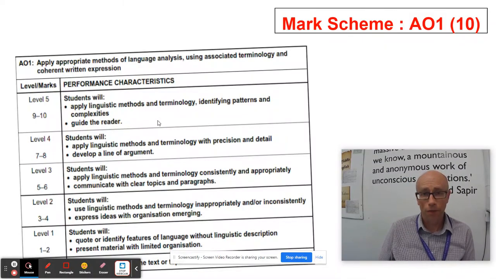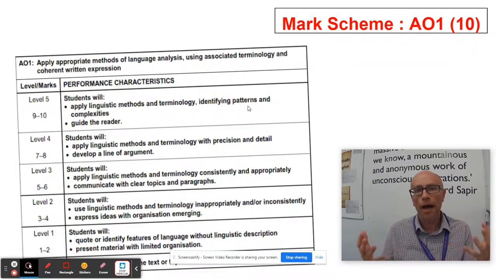Whereas your level 5, up at the top here, well, obviously you're using key terms and linguistic methods, and what you're showing is patterns that are going across language. So, for example, before I talked about Cockney rhyming slang and Polari being similar in the sense that they're both codes which exclude some people from understanding. Now, that's a pattern that you've identified between two quite disparate things. So patterns are in your level 5, and also complexities as well.